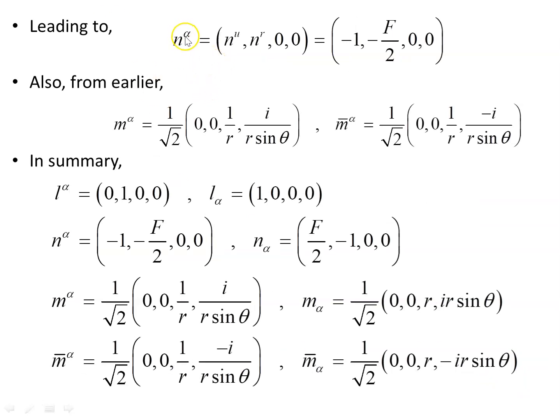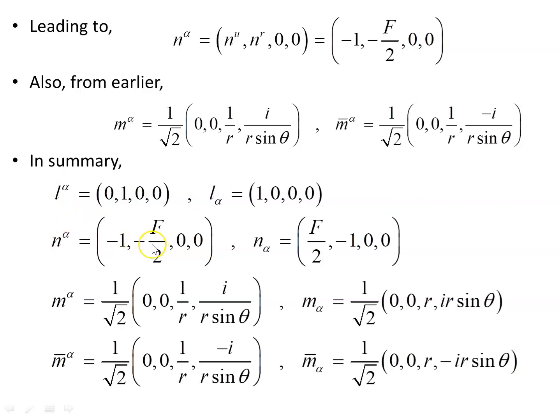All right, so that leads to N with the alpha in the raised position, raised index, these components here, that's this object here. And if you also recall from earlier, M alpha was this, M bar alpha with these in the raised position with these two objects here. So in summary, what we found is L with alpha in the upper index is this, L alpha in the lower index position is this object here. And you can see that L dotted with itself, L alpha up times L alpha down, that'll give us 0.